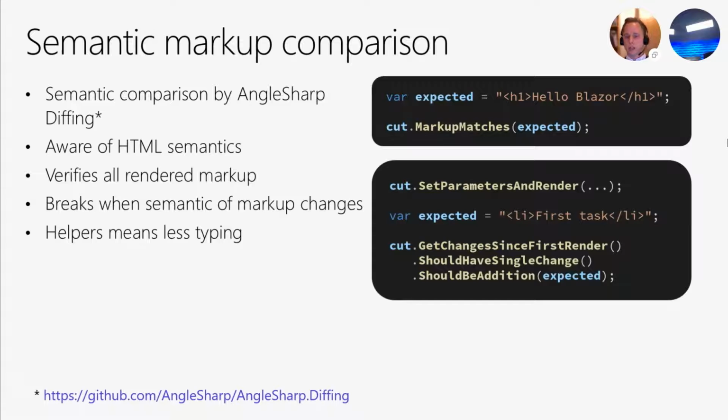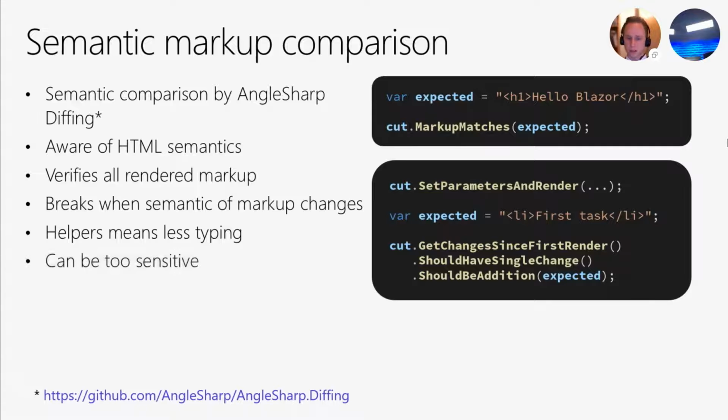So here we ask our already rendered CUT to re-render with new parameters. Then we call the GetChangesSinceFirstRender method, which produces a list of differences between the markup produced during the first render and the second, that we can then verify only contains one change, and that change should be an addition in this case.